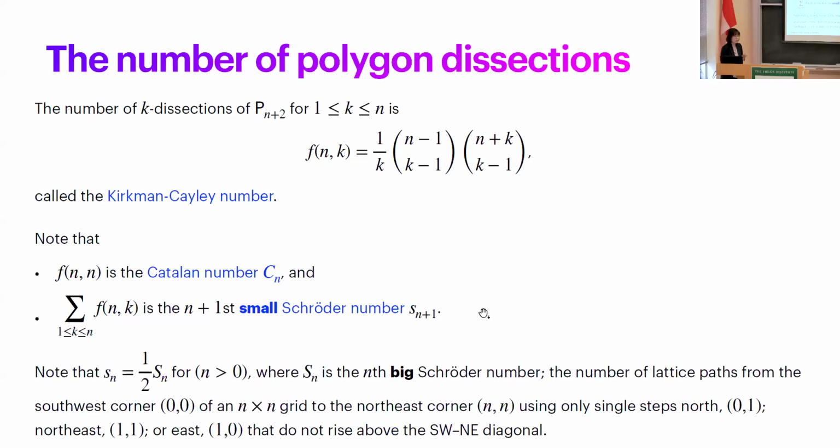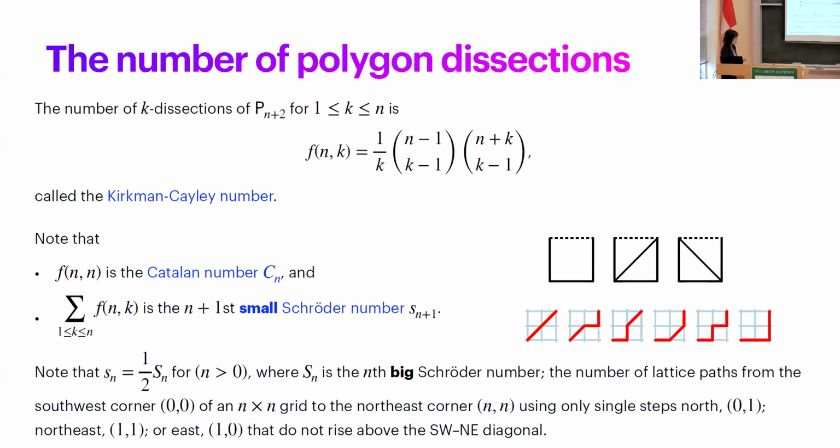Note that there are two kinds of Schroeder numbers. One is a small Schroeder number, another one is a big Schroeder number. The big Schroeder number is denoted by capital S_n, and S_n is the number of lattice paths from the southwest corner of an n by n grid to the northeast corner, using only single steps north, northeast, or east, and that do not rise above the SW-NE diagonal. So for instance, the big Schroeder number S_2 is 6, and the small Schroeder number s_2 is 3.